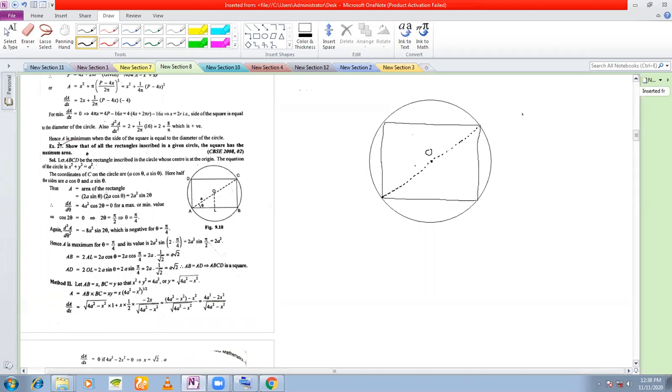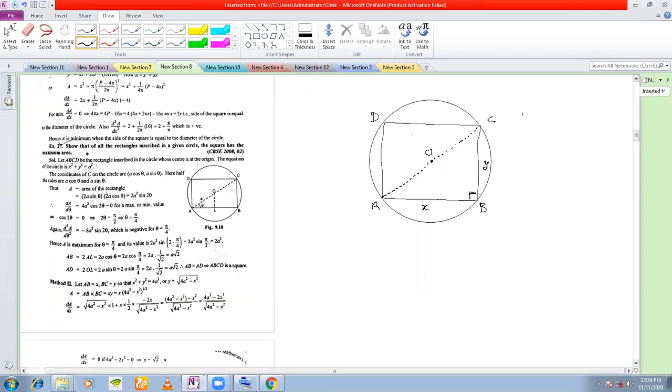So this is the center of the circle O, and the rectangle here is ABCD. This is your interior angle of 90 degrees of the rectangle. I need to show that when this rectangle has maximum area, then it must be a square. That is, length must be equal to breadth. Let us say that I take the length as x and the breadth as y.